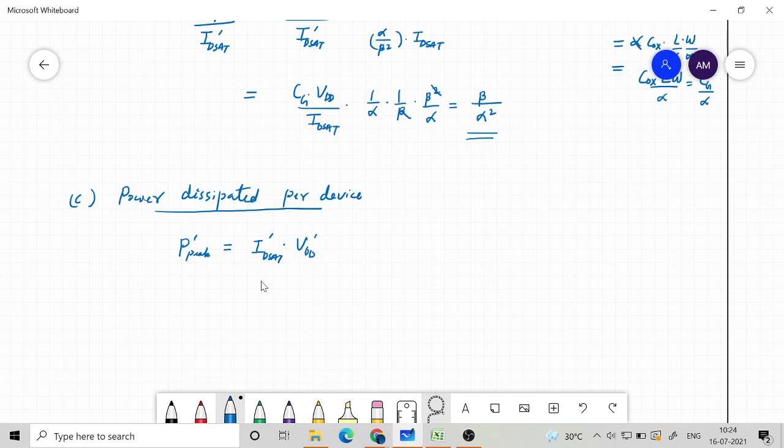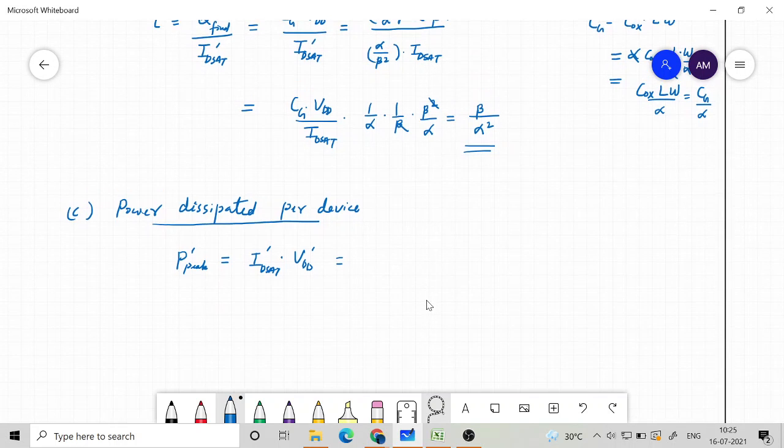Okay, so we call it the peak power. This is the maximum power that can be dissipated in the MOSFET. We are not categorizing it into a particular category. So just multiplication of saturation current with the voltage. Voltage into current is power. So we have already found out ID sat. It was alpha by beta square. So alpha by beta square into ID sat.